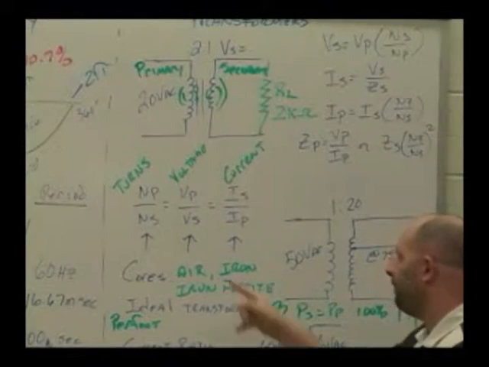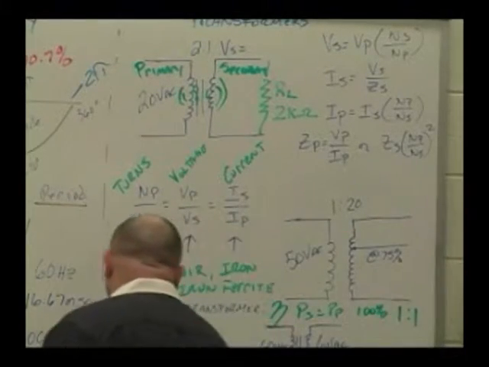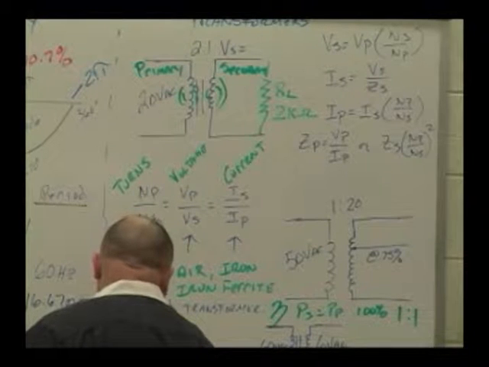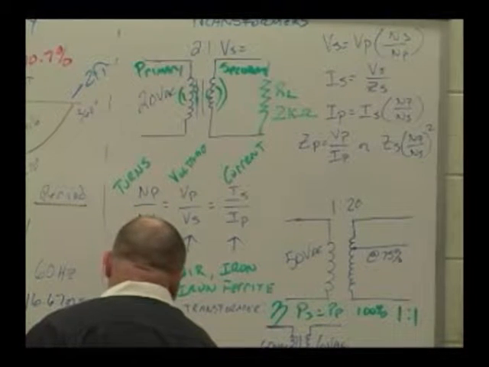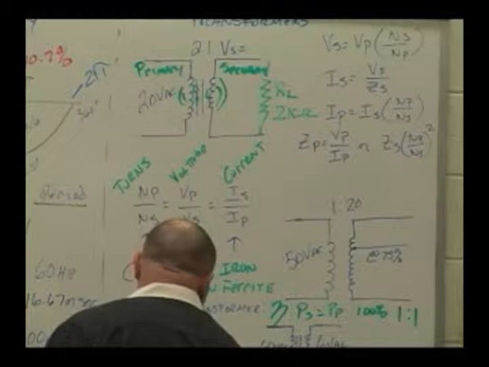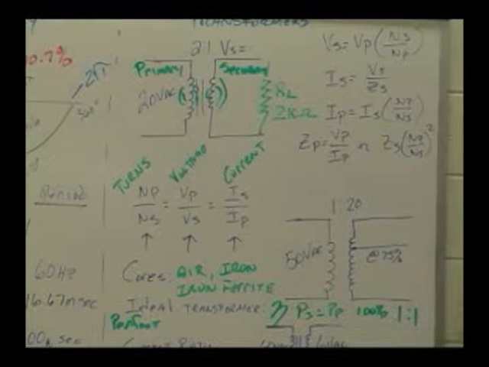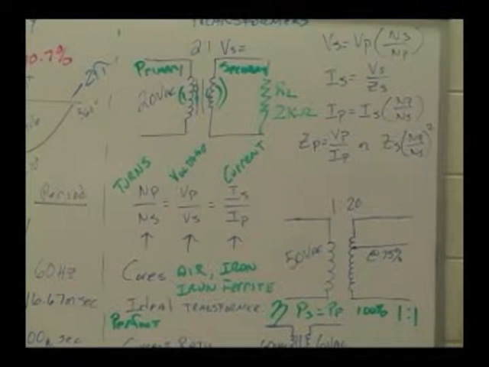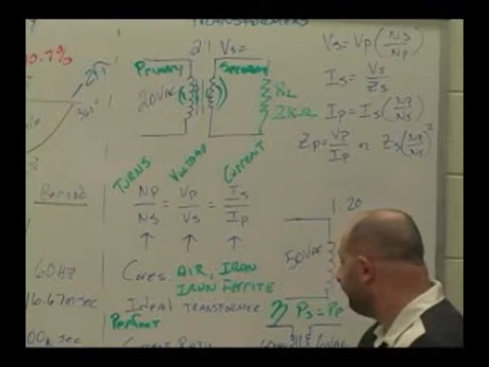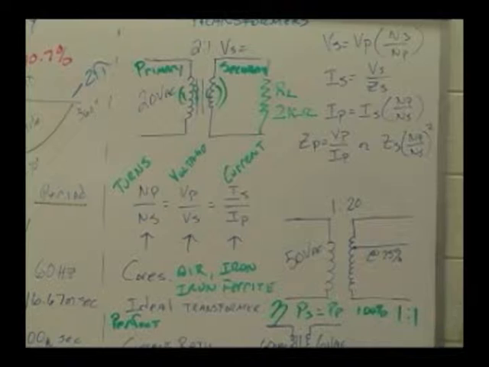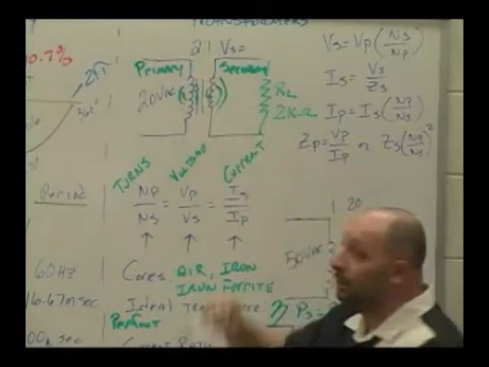The relationship to turns and voltage ratio is what? Inverse. Inverse to voltage and turns. I'm just going to write V/T, voltage turn ratio. Inverse. So simply put, this transformer right here has a 2-to-1 ratio.